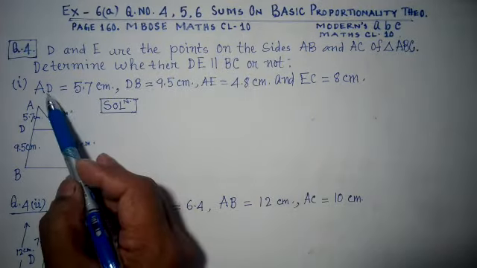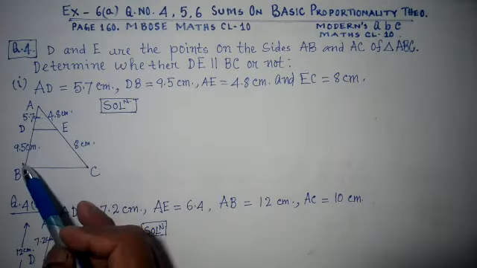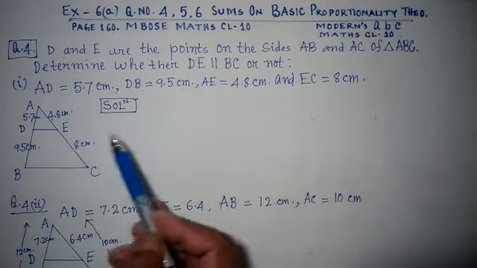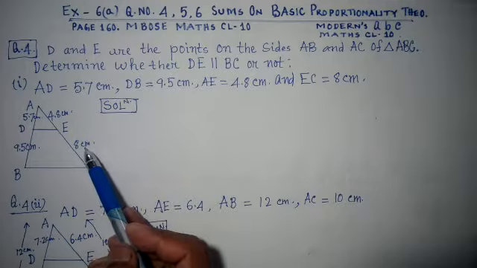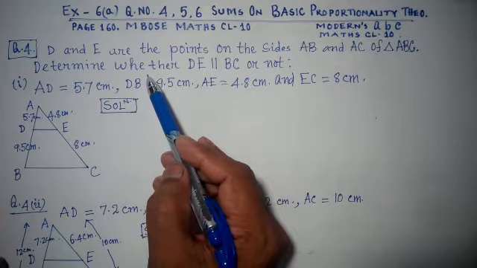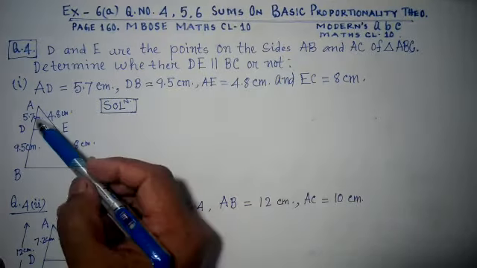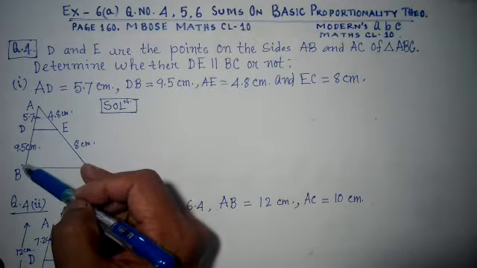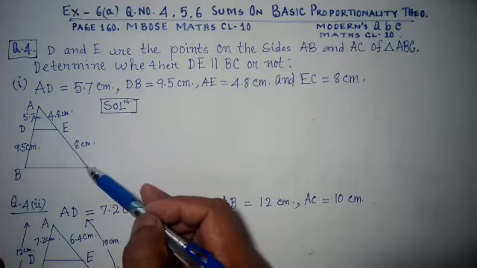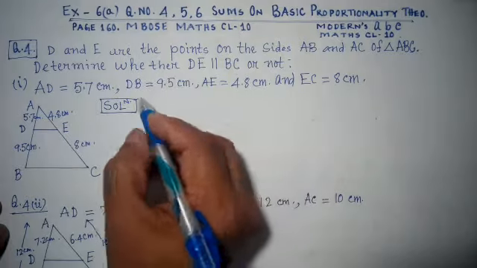So let us write this value: AD 5.7 here, DB 9.5 here, and AE 4.8 here, and EC 8 centimeter here. So to determine whether DE parallel to BC or not, we have to find the value of AD by DB, and the value of AE by EC. Let us find AD by DB, what value is coming.